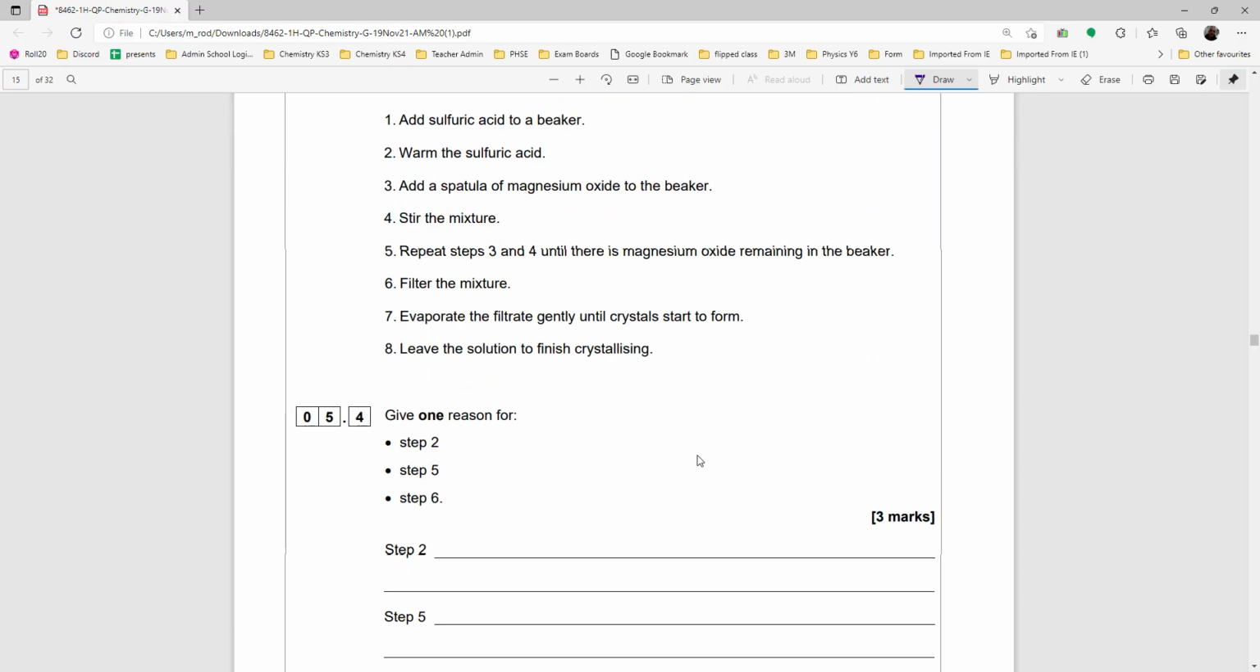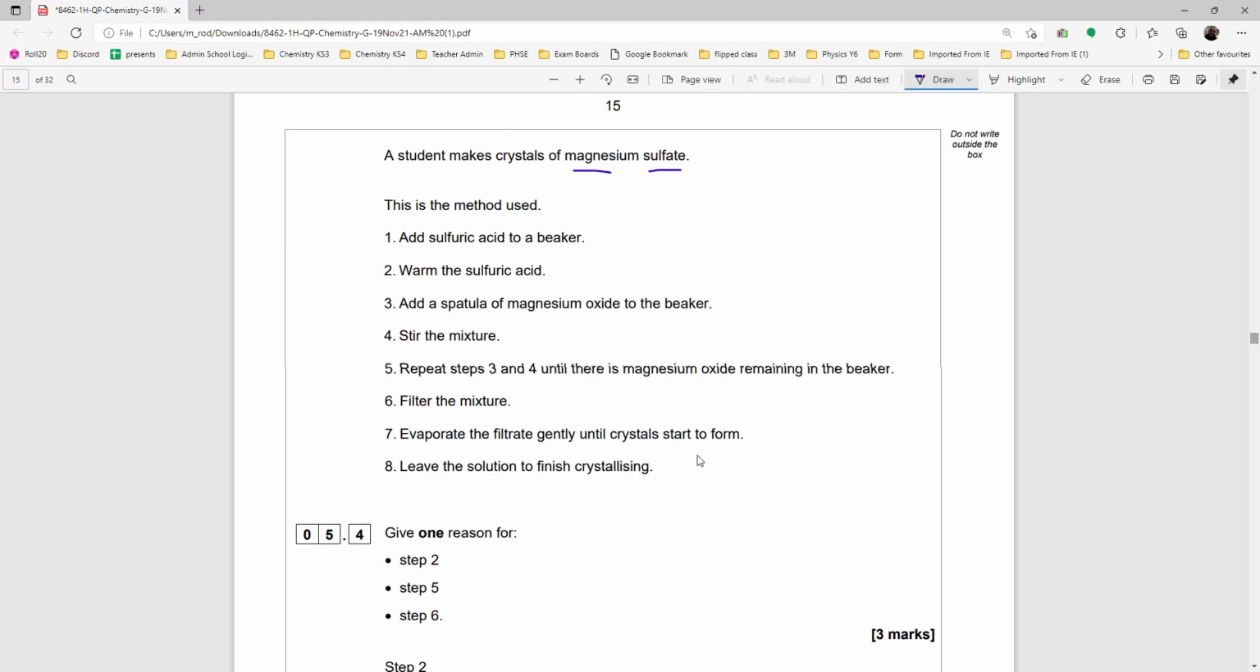I'm just going to go over to 2. You're going to warm it because, and I'm going to go back up again, it is to do a couple things. One, you're going to use it to react more quickly.